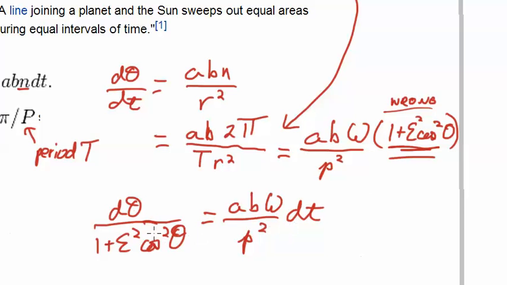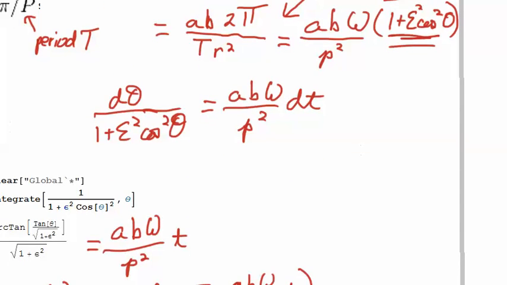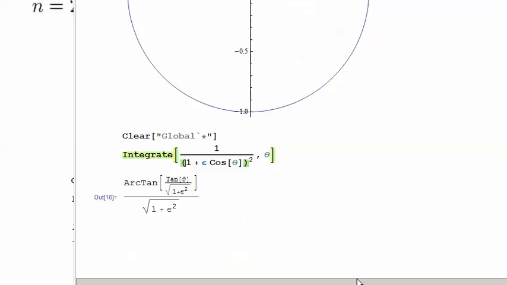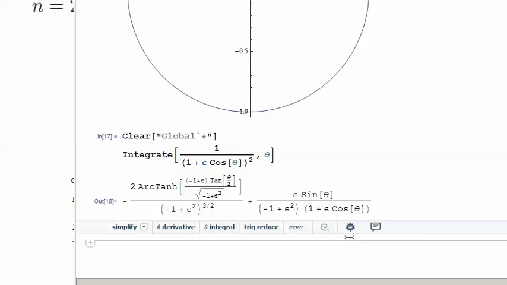And then, what else did I do? I put it in the form of a differential equation, basically separating the variables, getting all the thetas on one side and all the dt's on the other side. And then, since I didn't have any idea how to integrate this thing, I plugged it into Mathematica and tried to integrate it. As a matter of fact, this should be 1 over 1 plus epsilon cosine theta squared. Let's see how it integrates that. Well, that certainly didn't simplify anything, did it?